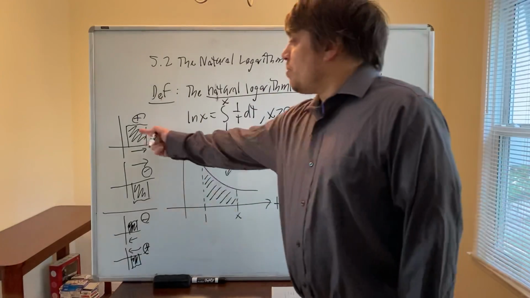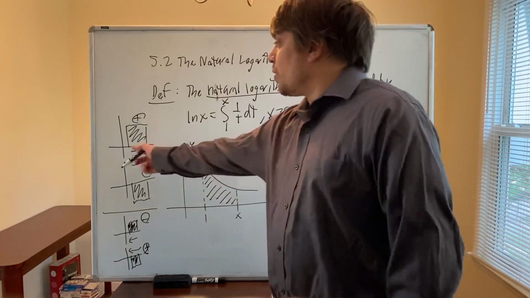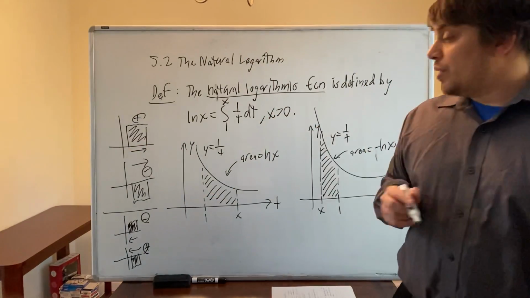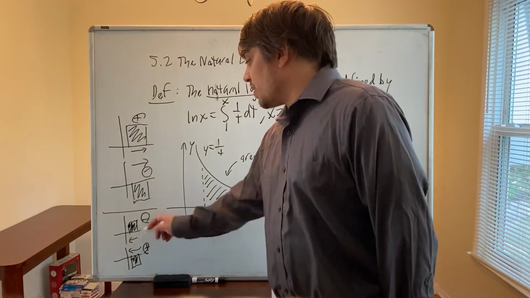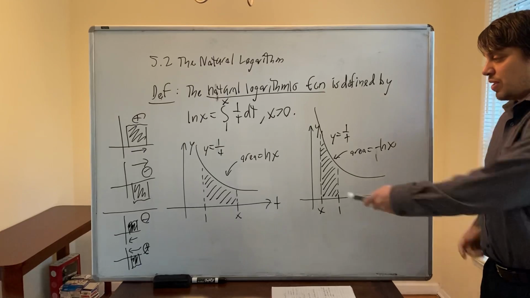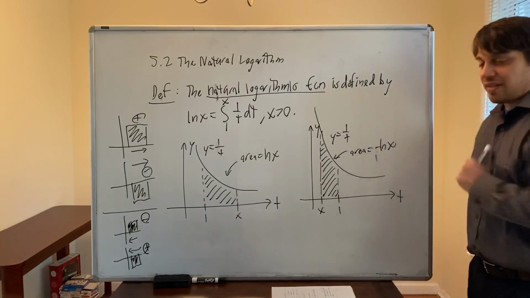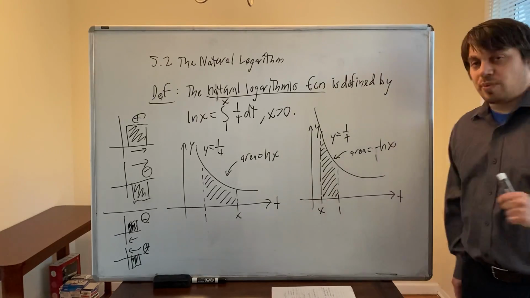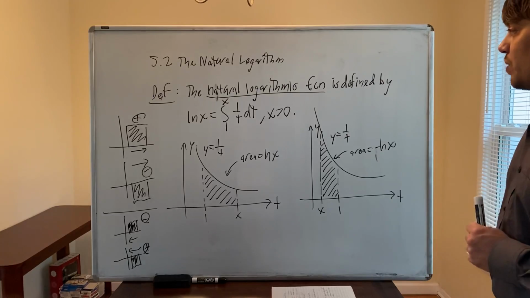So area above the x-axis is positive, area below the x-axis is negative if you're integrating from left to right. If you integrate from right to left, it switches. And so area above the x-axis is negative and area below the x-axis is positive. And so that again is the reason why this is negative ln of x. Okay, so that whole discussion is to explain why there's a negative sign there when the x is to the left of 1. Okay? So that is the definition of the natural logarithmic function.